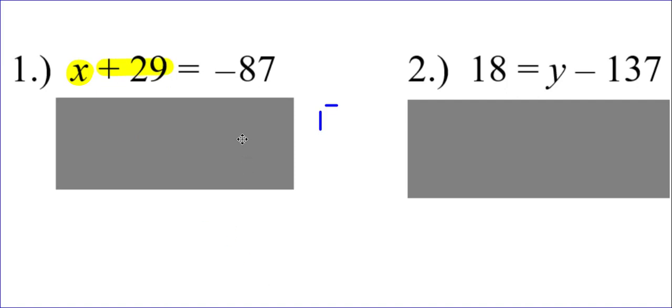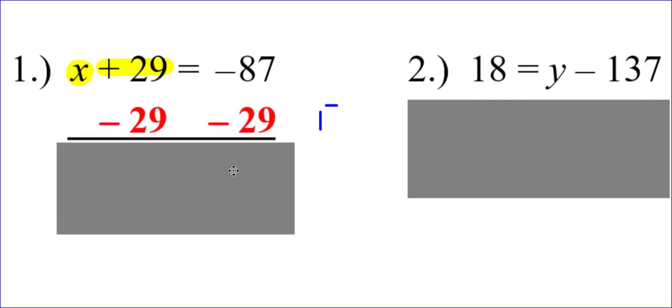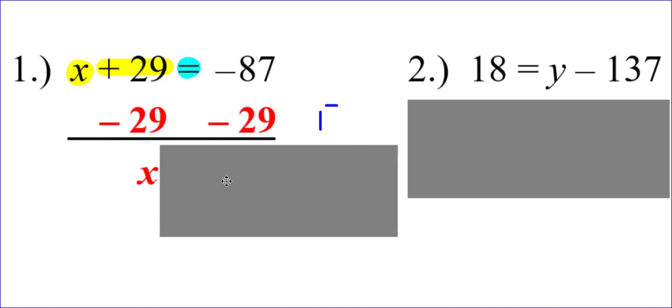Well, the inverse of addition is subtraction. So we will do that on both sides of the equation. When I say both sides, I'm talking about how the equal sign separates the left side from the right side, so we will do it on both sides of the equation. Then we will work down. 29 minus 29 is 0. You do not have to show the 0. You can just bring down the x.